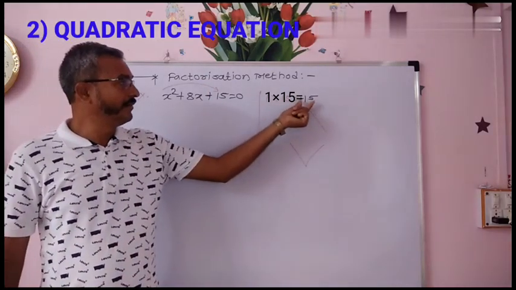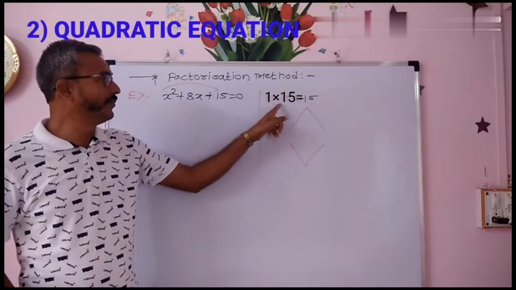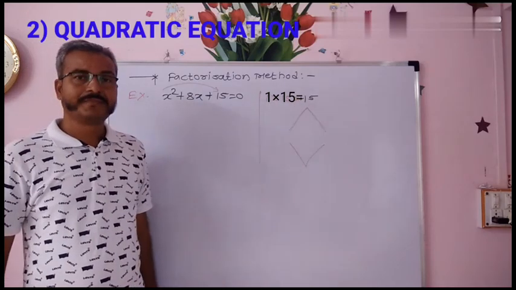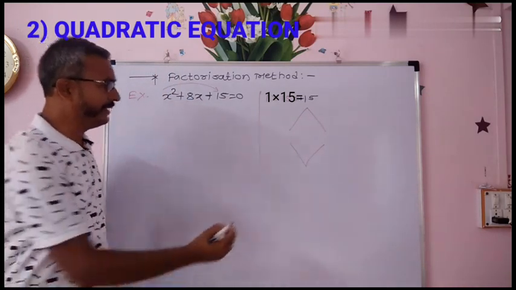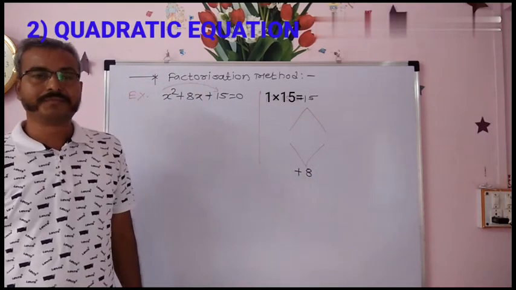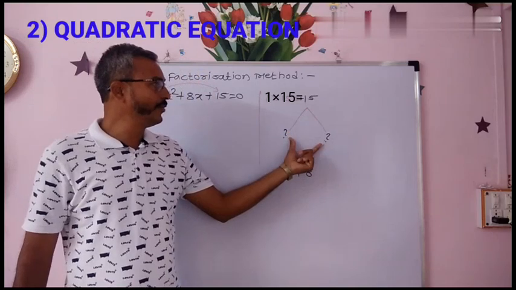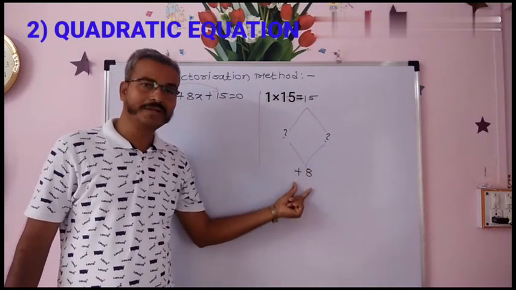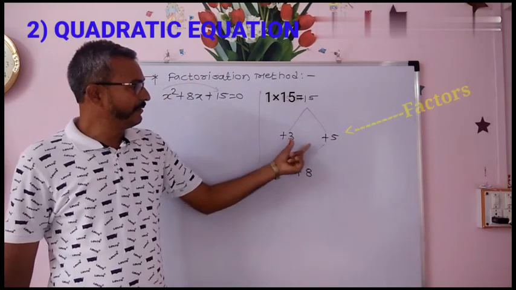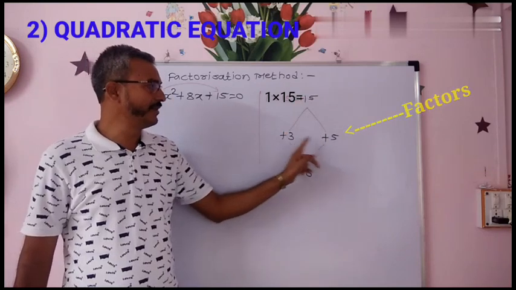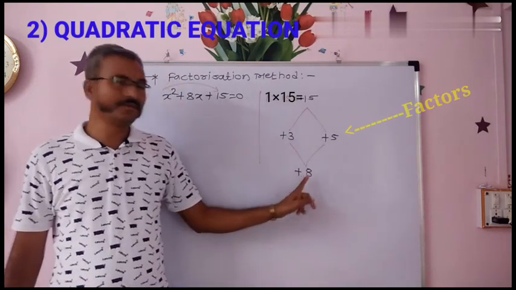Now we have to make a kite like this. At the top of the kite, we write the multiplication of the first coefficient and the last constant term, and at the bottom we write the coefficient of the middle term, the linear term, which is plus 8. Here we have to find two numbers such that their product is plus 15 and their algebraic sum is plus 8. One number is 3 and the other is plus 5. 3 fives are 15, and plus 3 plus plus 5 is 8. So these are the two numbers whose product is plus 15 and algebraic sum is plus 8.